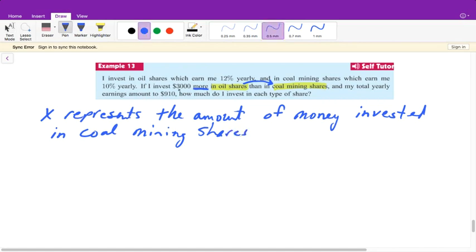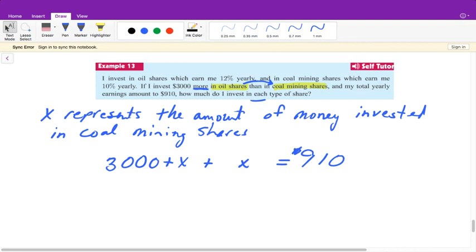All right, so now if I invest 3,000 more in oil shares than in coal mining shares, that means it's 3,000 plus X. And I'm also investing in coal mining shares, because how much do I invest of each type? That's telling me I'm investing in both. So I'm going to write plus X. And I know I've made $910. I'm not finished yet, though.